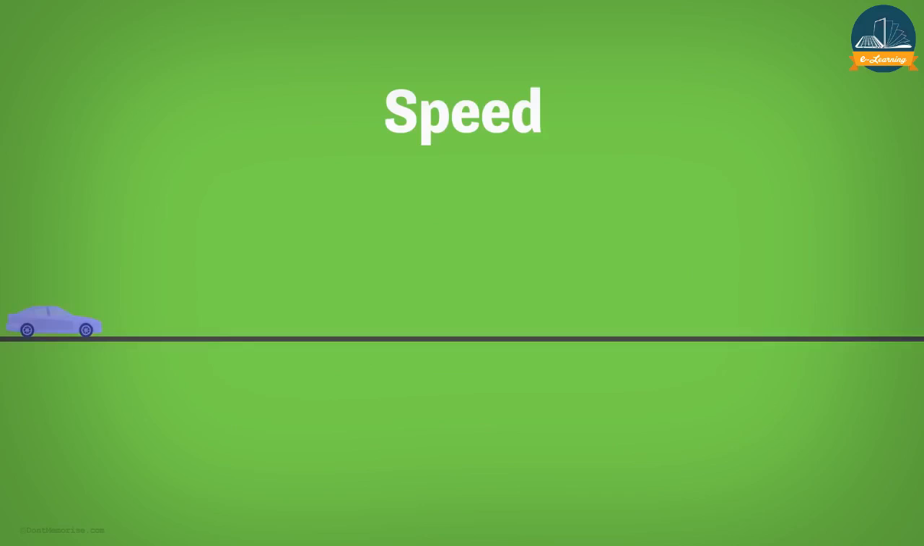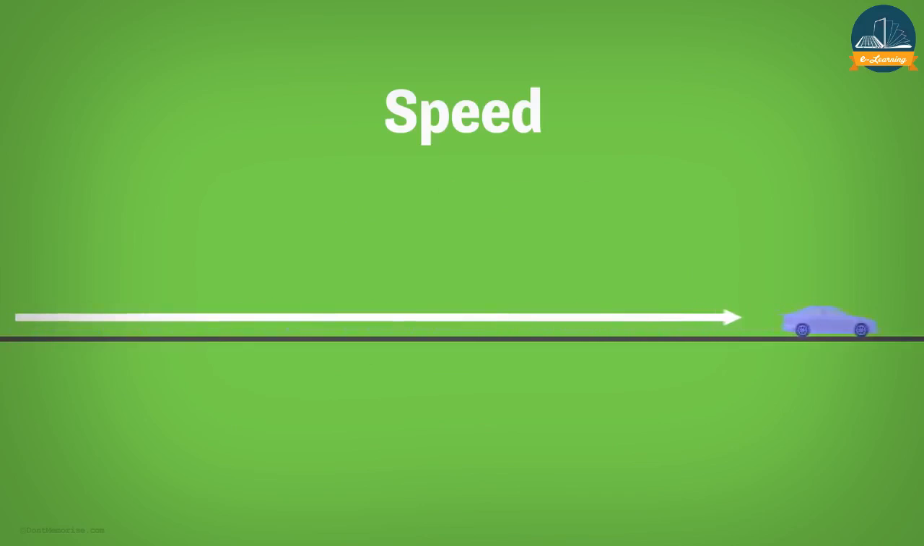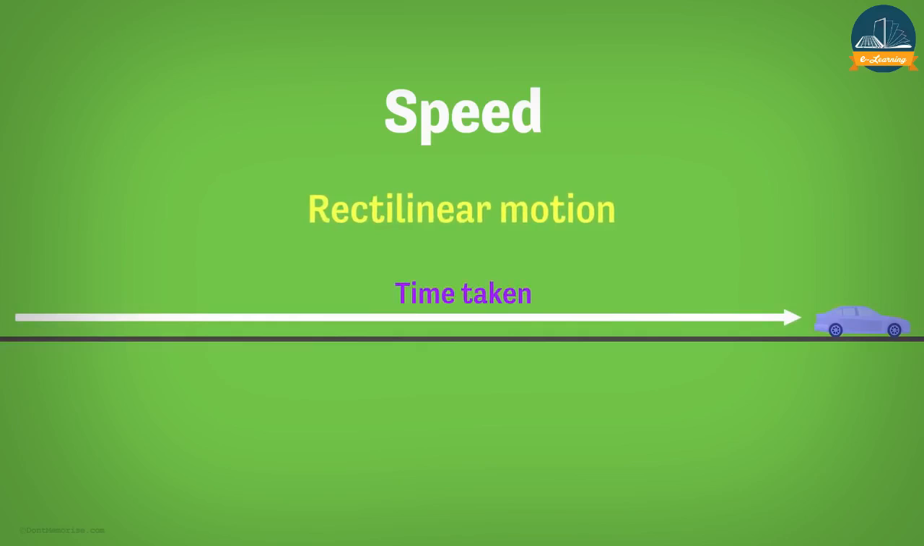Consider a car moving on a straight line. First of all, can you tell the type of motion it's undergoing? Since it's moving in a straight line, it is rectilinear motion. Suppose the time it takes to reach the other side is 30 seconds.